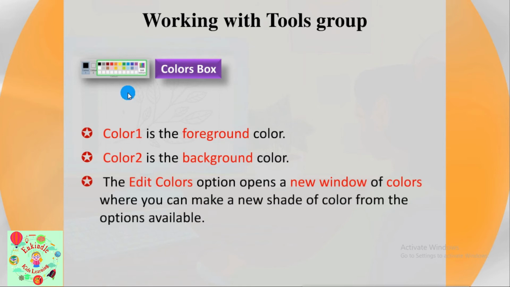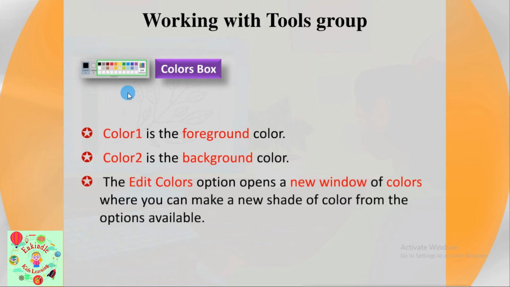In the colors box, there is also an edit colors option. To color the pictures drawn in Paint, use colors from the color palette. The Edit Colors option in the Colors group opens a new window of colors where you can make a new shade of color from the options available.